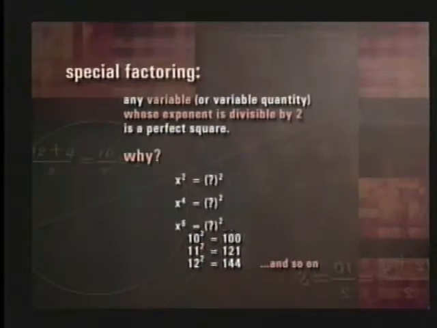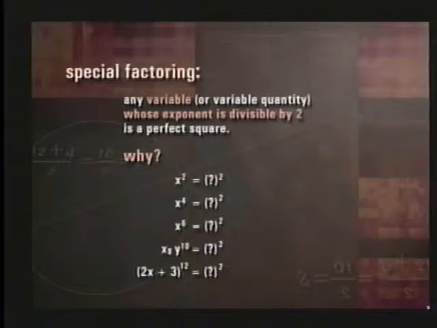Now in the next graphic, how about variables? Any variable or variable quantity whose exponent or power is divisible by 2 is a perfect square. Why? Notice I've given you some examples here in the graphic. X squared equals what to the second power? X to the fourth equals what to the second power or squared? And right on down the line. Think about this graphic for a second and we will go and answer those questions right now.